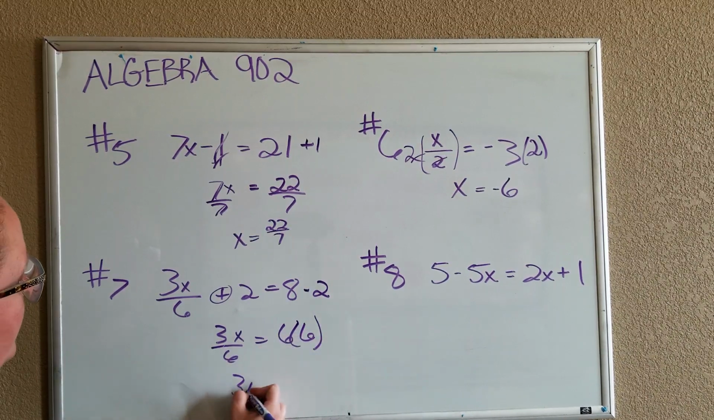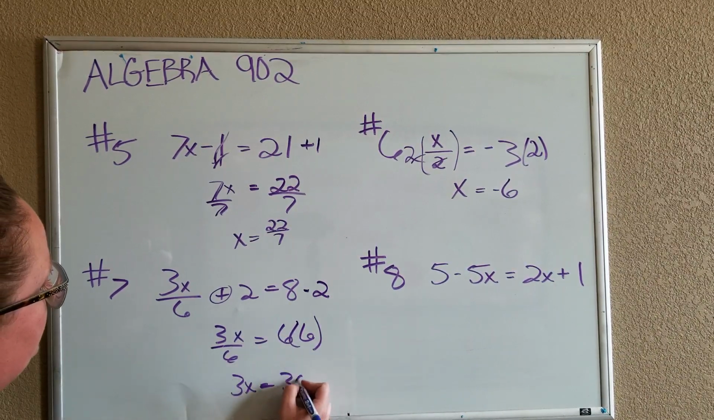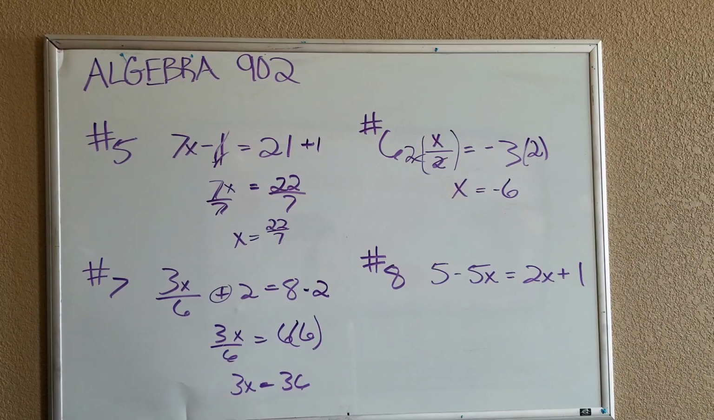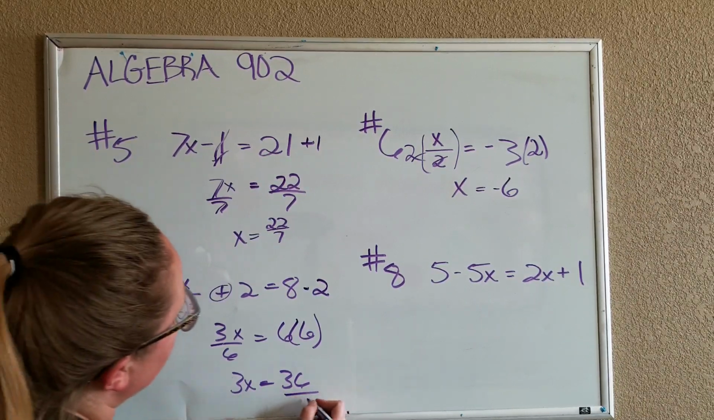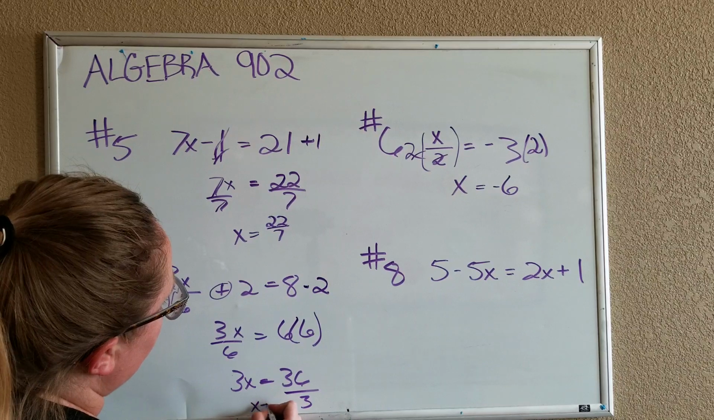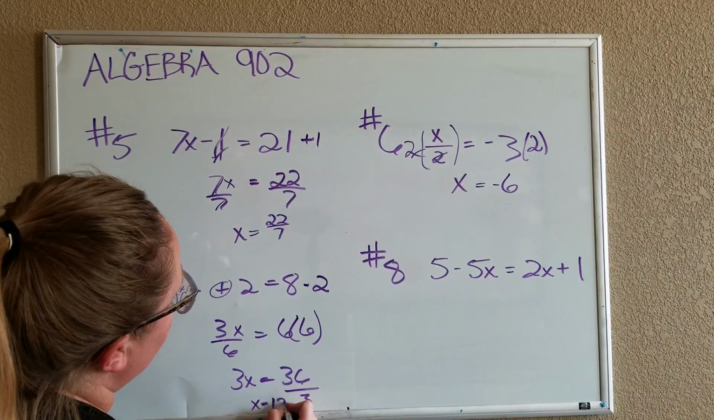So now you have 3x equals 6 times 6, which is 36. And then 3 is multiplied to x. Opposite of multiplication is division. Divide x equals 36 divided by 3, which is 12.